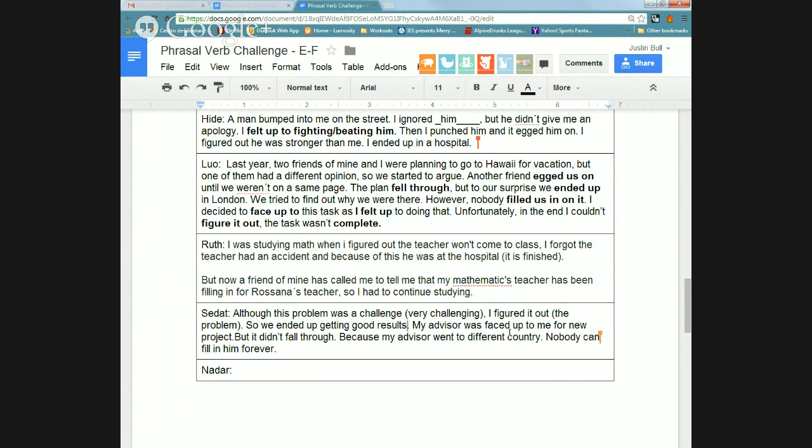My advisor was faced up to me. So remember, this is a common error I'm seeing right now. What form of the verb is this? To be faced. To be. I mean admit to. Face up to. Admit to. My advisor was admitted to me for new project. We want to put it in the gerund. To be facing up to. Okay? Facing up. But actually, I kind of just prefer it in the past. My advisor faced up to me.